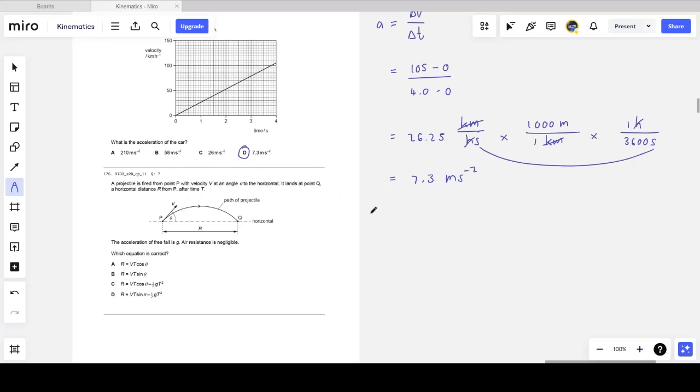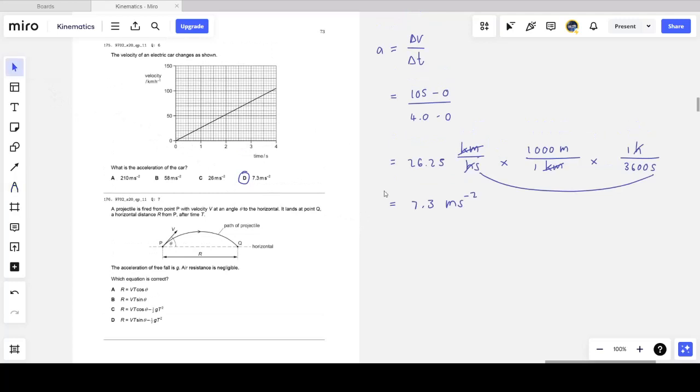The next question is number 176 from summer 2020 exam, question paper 1-1, question 7 from the paper. We're told that a projectile is fired from point P with velocity v at an angle theta to the horizontal and lands at point Q, a horizontal distance R from P after a time t. The acceleration of free fall is g, air resistance is negligible. Which equation is correct? And we're given 4 equations. R is vt cosine theta, R is vt sine theta, R is vt cosine theta minus a half gt squared, and R is vt sine theta minus a half gt squared.